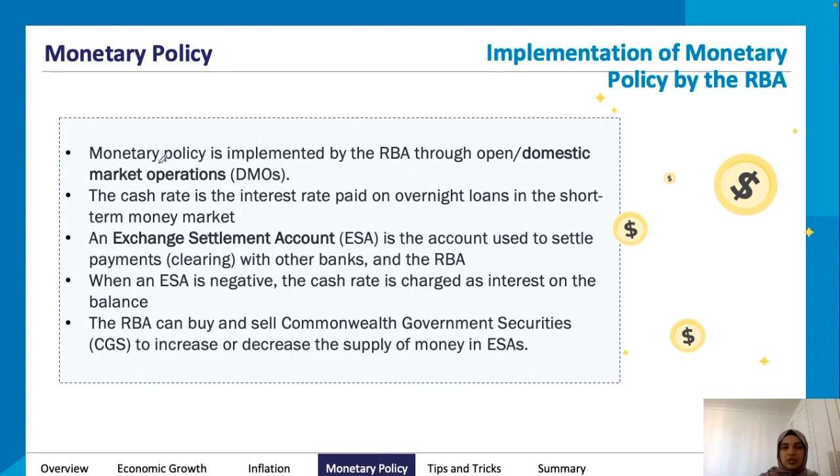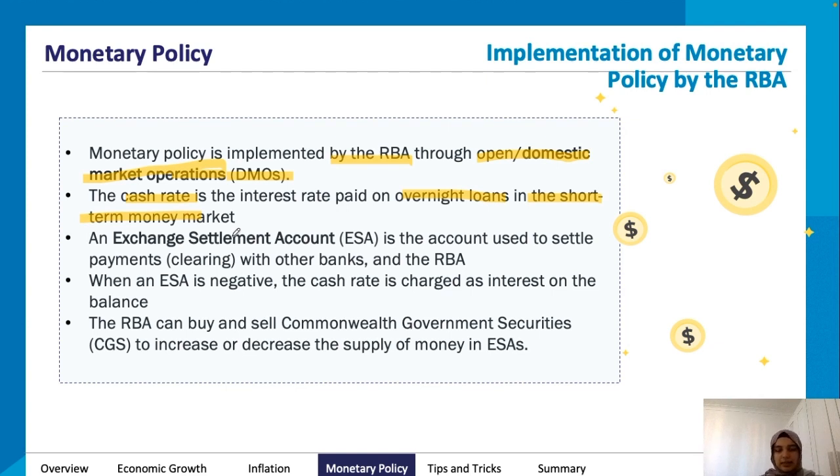Cool. So monetary policy is implemented by the RBA and it's done through open or domestic market operations, which I was talking about earlier, also known as DMOs. The cash rate is the interest rate paid on overnight loans in the short-term money market. So this is basically the interest rate for the banks, which is normally used by the banks.